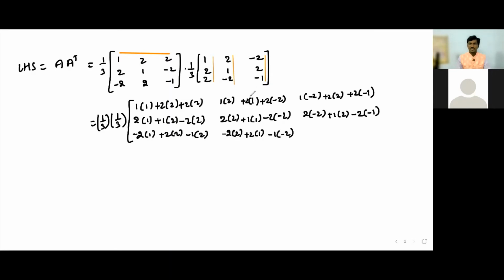Next, third row with second column, so minus 2 into 2 plus 2 into 1 minus 1 into minus 2. Third row with third column, minus 2 into minus 2 plus 2 into 2 minus 1 into minus 1.